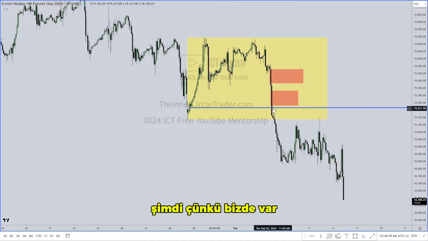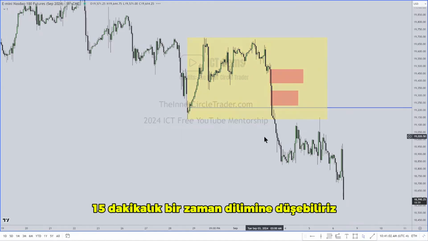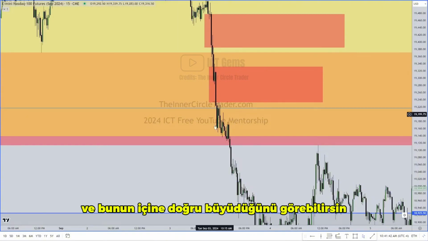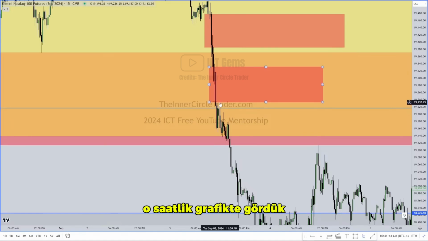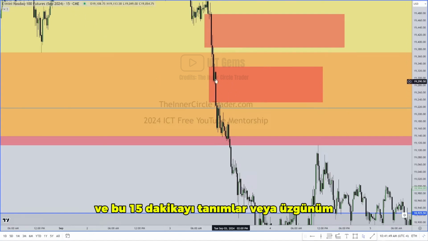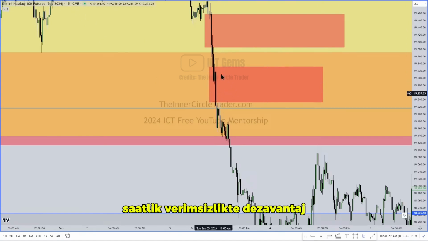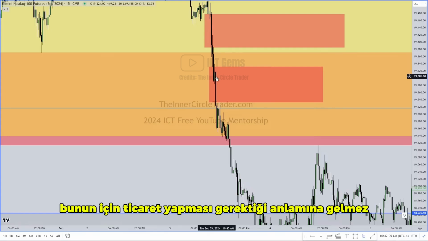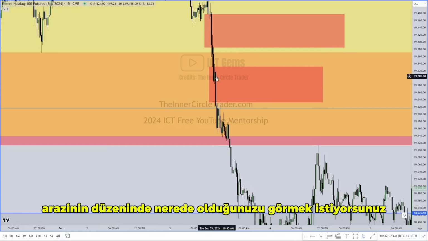Now, because we have that, we can drop down to a 15-minute time frame. All right, so here's that opening price on the daily candlestick, and it's the change in the state of delivery, and you can see it wicking up into it we saw on that hourly chart. Now we're on a 15-minute time frame. It's trading into it here, and that defines that hourly inefficiency, the downside. It's just a SIBI. That's not a fair value gap that you trade. It's just showing an inefficiency, but just because there's an inefficiency doesn't mean it needs to trade up into it.